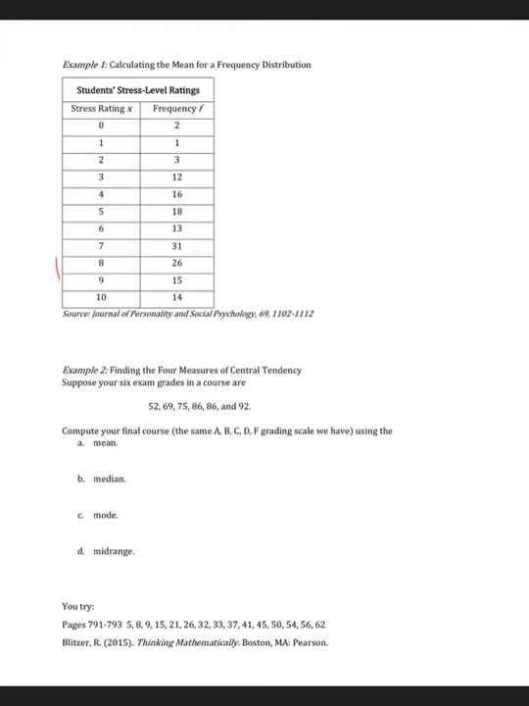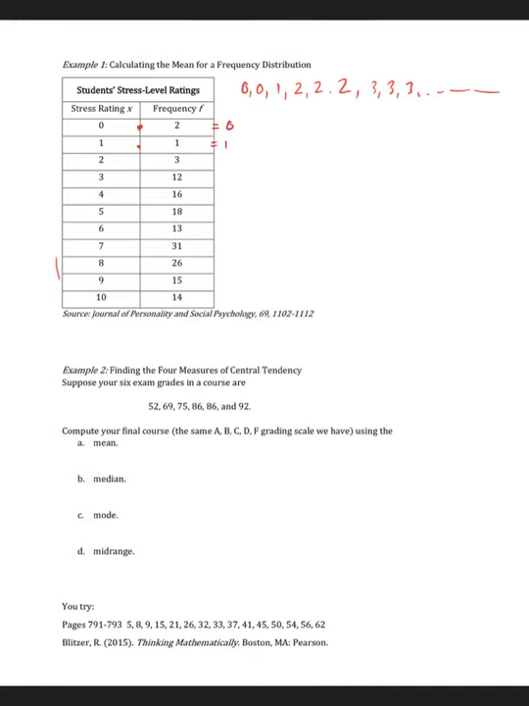So if we wanted to make a list of all these data values, we know that we have 2 zeros. We have 1 one. We have 3 twos, so 1, 2, 3. We have 12 threes, 1, 2, 3, and so forth. But that would get very tedious to write all those out because we'd have to have 31 sevens, 26 eights, and so forth. We don't want to write all of them out. So what we can do is take each column and multiply it together. For example, going across the columns, think of there being a multiplication sign right here and an equal sign over here. 0 times 2 is 0.